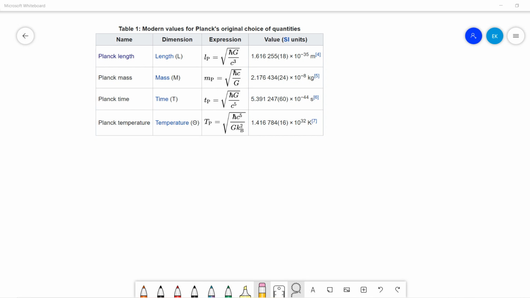Okay, so welcome guys. This video is just a very short video. I want to introduce the Planck unit. I will not spend a lot of time. On Wikipedia, people have computed all the Planck units, but I just want to derive four of them.